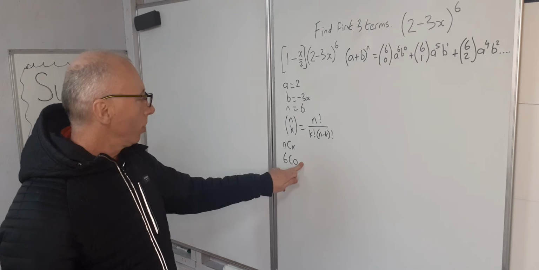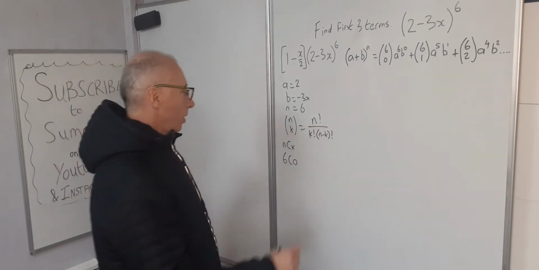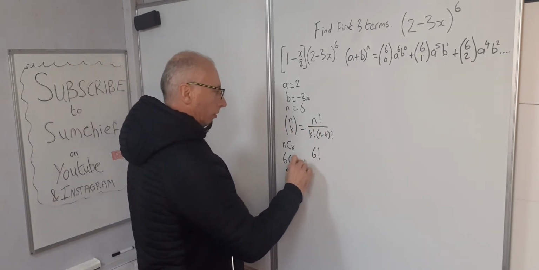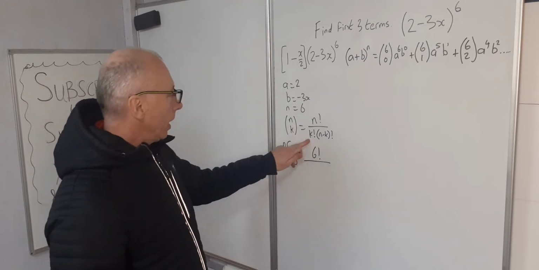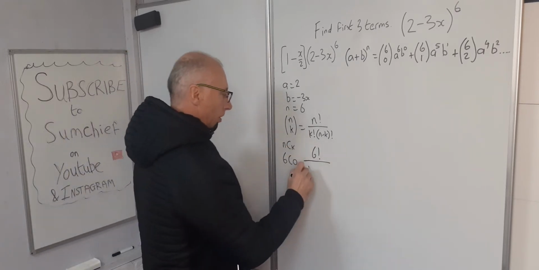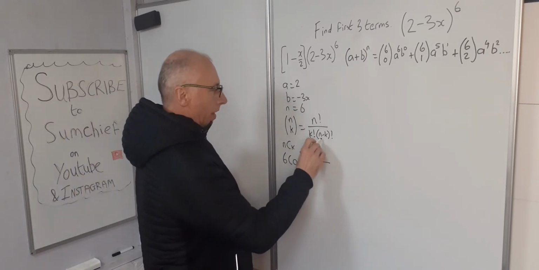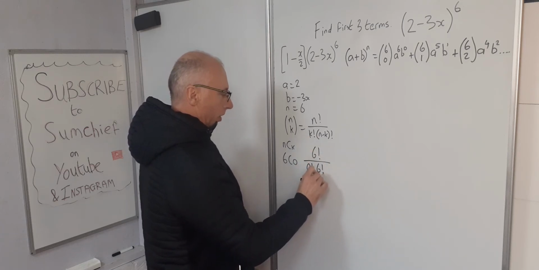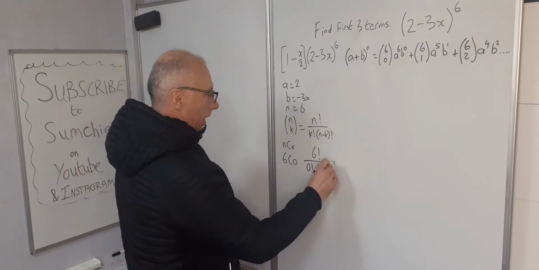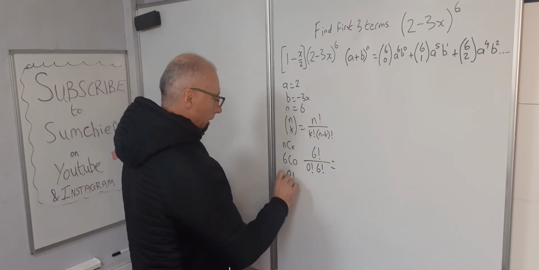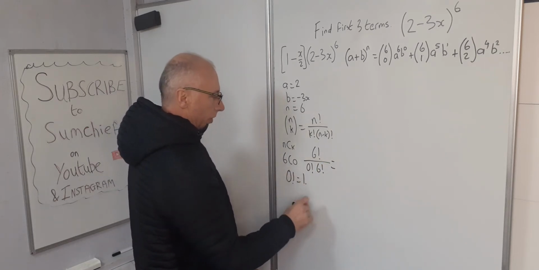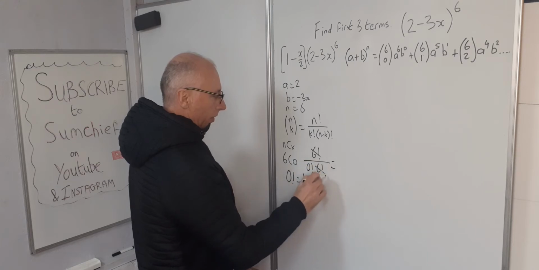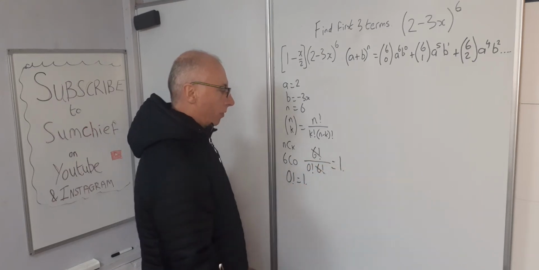So for 6 choose 0, we have 6 factorial over, k is our 0, so 0 factorial, and then n minus k, which is 6 minus 0, is 6 factorial. And 0 factorial is given as 1, so therefore we have that cancelled out. Then what we have is 1 for 6 choose 0.